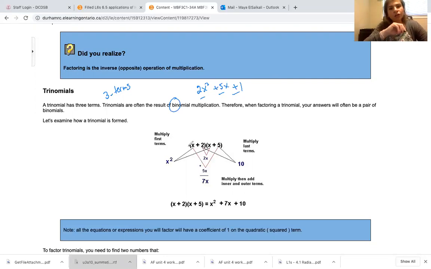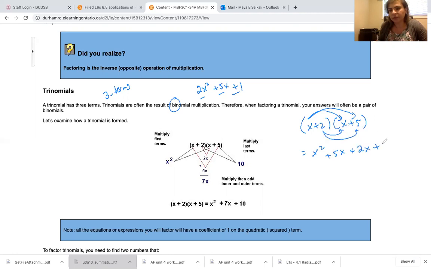So a trinomial is often the result of multiplying two binomials together, okay? And we did that in the previous lesson. We did the FOIL, right? So if I had, in this case, x plus 2 times x plus 5, if you remember, we did the FOIL. So x times x gives me x squared, x times 5 gives me 5x, 2 times x gives me 2x, and 2 times 5 gives me 10.